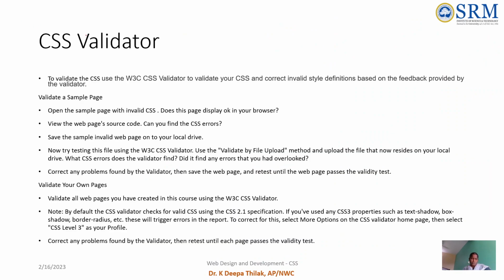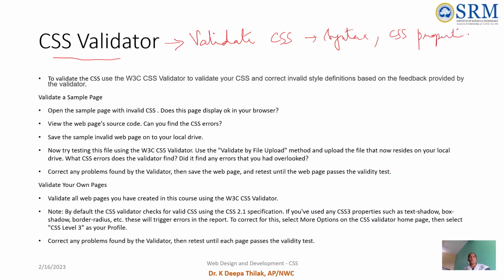Next comes the role of the CSS validator. What is the role of the CSS validator? It is used to validate your CSS file, the CSS content of any web page: whether it follows proper syntax, whether only predefined CSS properties are used, and whether the value for each property is what is prescribed. So it validates whether the styling information is written in the right format. That is the purpose of the CSS validator.